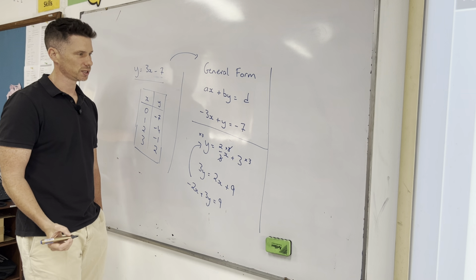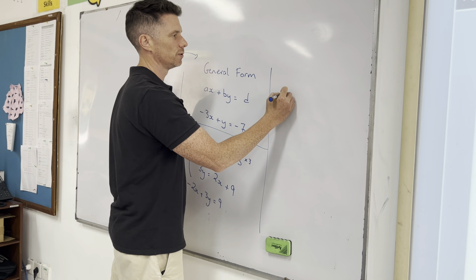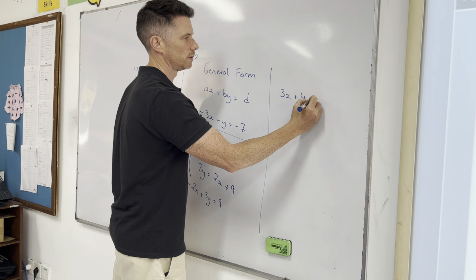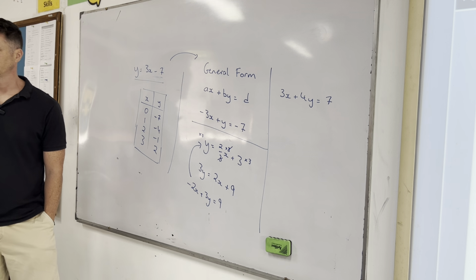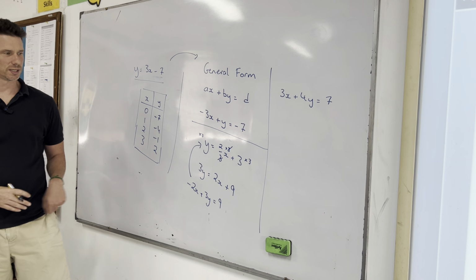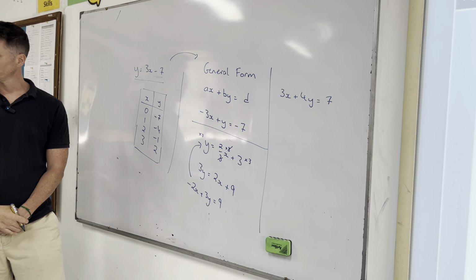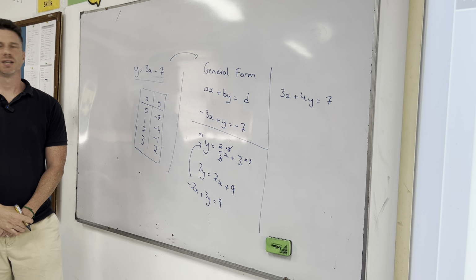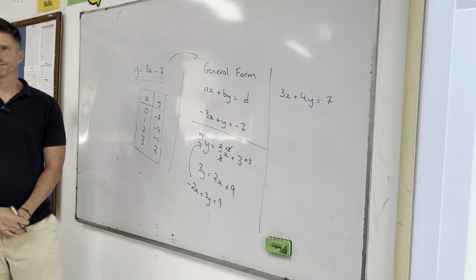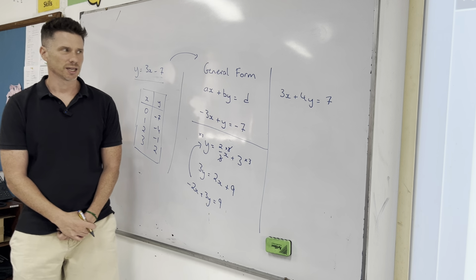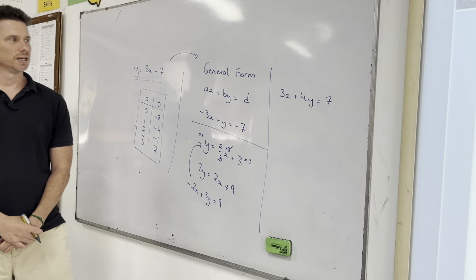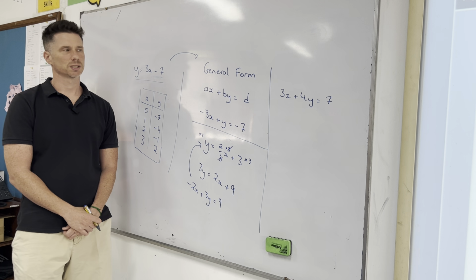So let's look at another example where we have it in general form. What is the gradient of this line? And what is the y-intercept of this line? First question, I suppose, let's do the y-intercept. Is the y-intercept 7? No. It's not -7 either. It'd be 7/4, yes.